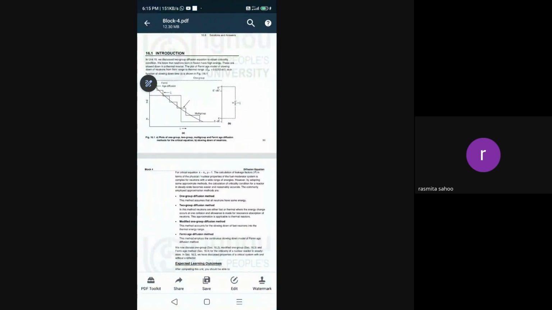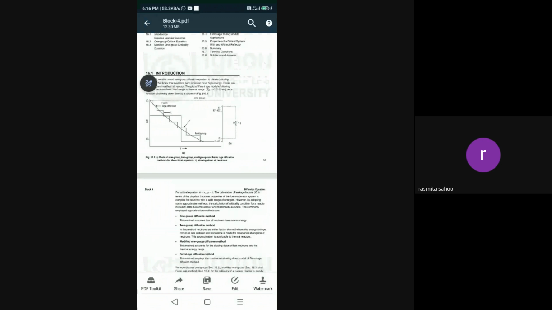A plot of the Fermi age model of slowing down of neutrons from the mega electron volt range to the thermal range. The thermal range is around 0.0253 electron volt, and it is a function of slowing down time small t, as shown on the screen. One electron volt is around 11600 Kelvin.